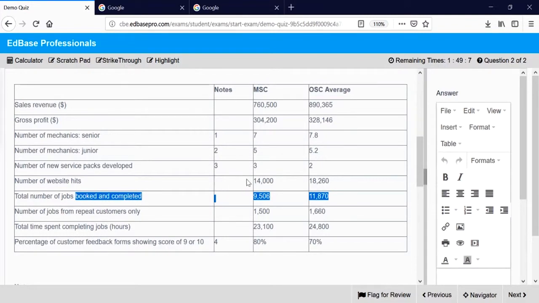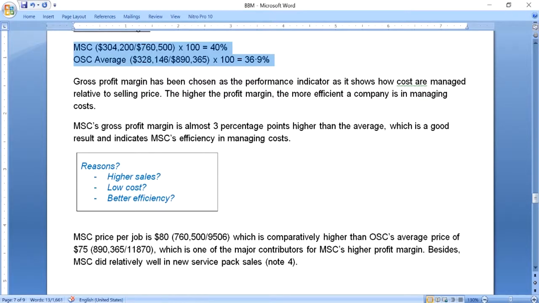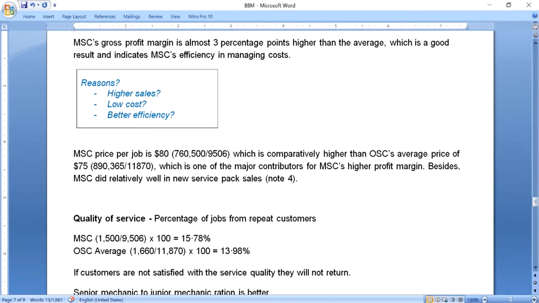So if we see the average selling price per job is higher in MSC, that could be the reason for their high profit margin. If we calculate the relative selling price per job, we can see MSC's price per job is 80, whereas the OSC average price per job is 75, which is $5 more. That means MSC is charging more. So obviously there's a very good reason for the higher gross profit margin, because for the same or similar types of services, we are charging more to our customers. So we have got one of our possible reasons.